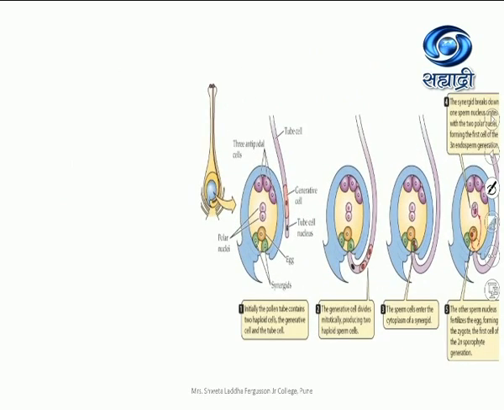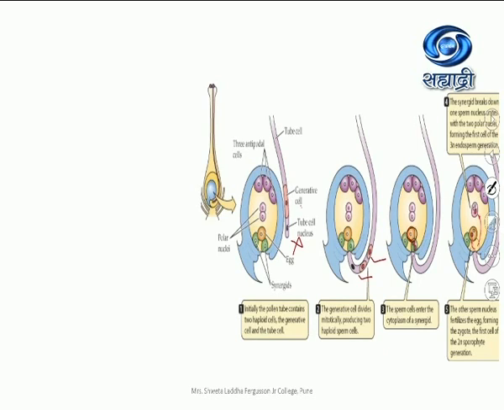Now, look at this picture. So, you can see here the tube cell is coming. This is the generative cell. This is the tube nucleus. This will degenerate. The generative cell now gives rise to the first male gamete and the second male gamete. The first male gamete is entering from the micropyle.